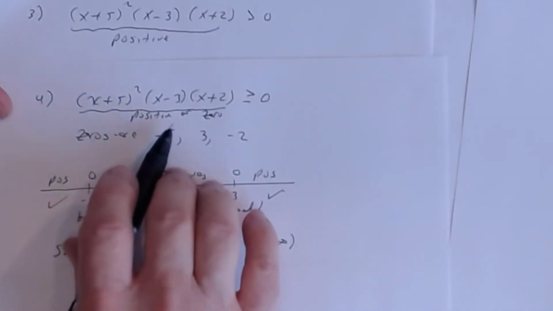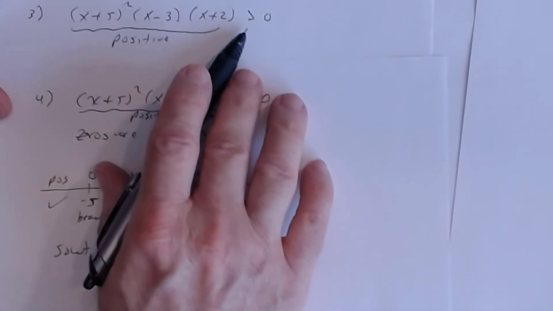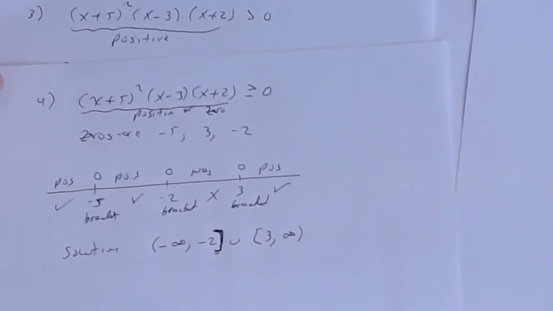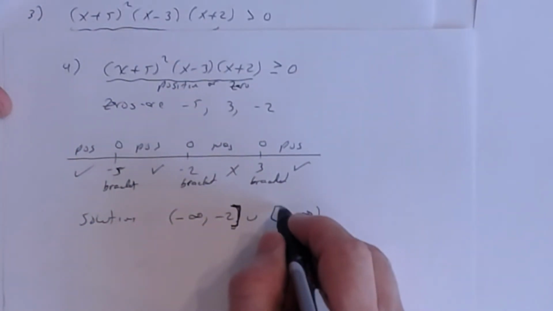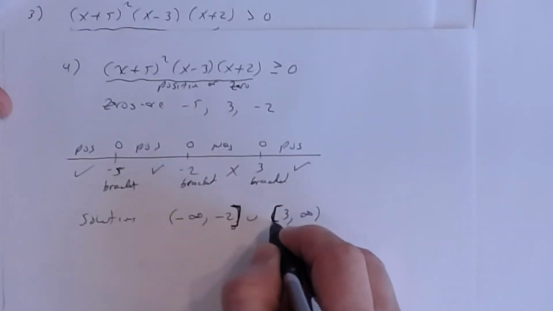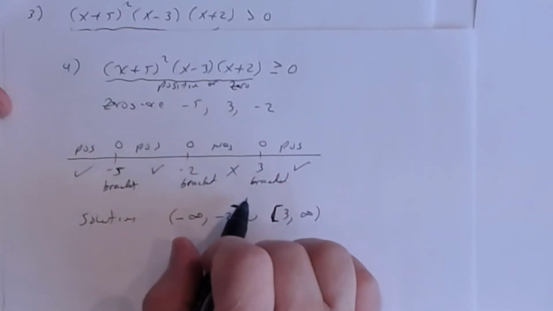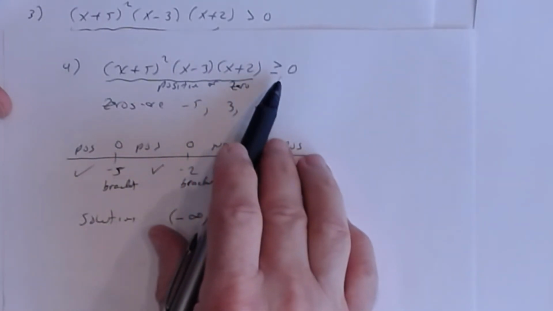Notice what it looked like when you did not have an equal sign, and notice what happened when you did have an equal sign. Okay? Notice those are brackets, though, not parentheses right here, because 3 is actually a solution. 3 is a solution because of the equal to 0.